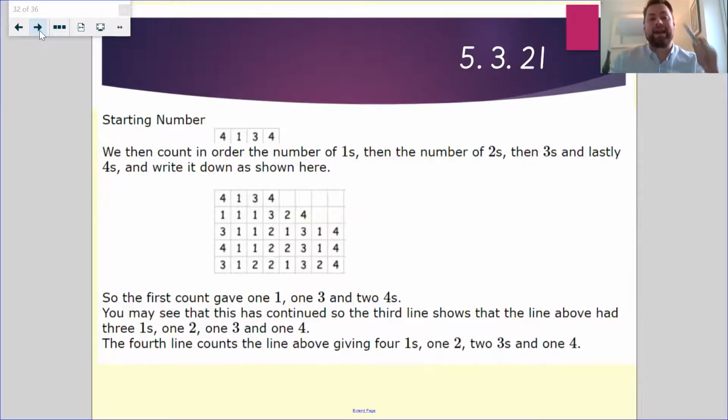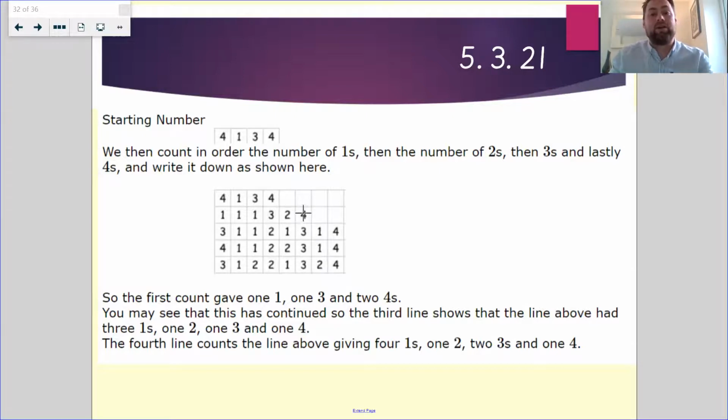So we count in order: ones, and then we look at the 2s, and then the 3s, and lastly the 4s. Here's our starting number, 4,134. Then we look at how many 1s we've got. We've got 1, so 1 one. There are no 2s, but how many 3s have we got? We've got 1, so 1 three. And how many 4s have we got? We've got 2, so 2 fours.